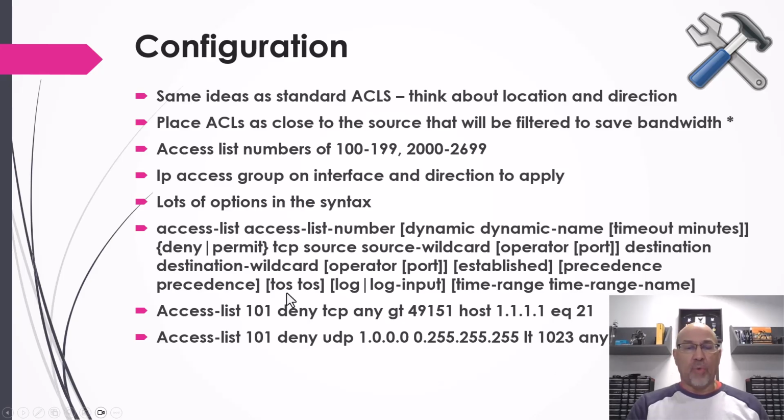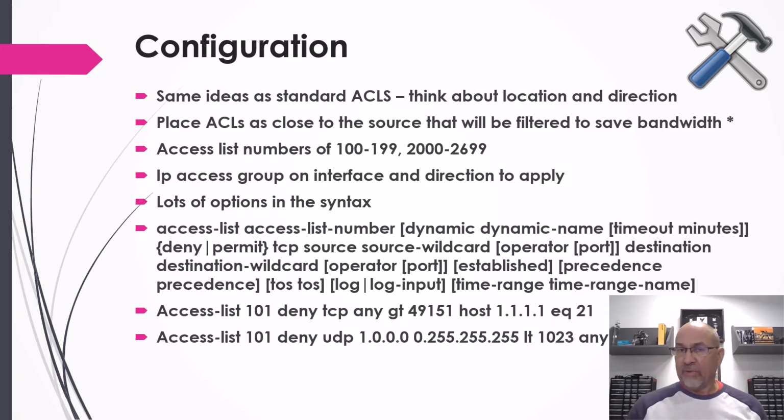So here's a couple more examples where we've used the equal to and less than keywords, just to show you a little bit more about how you can do that. So here is deny TCP, any IP address, and then ports that are greater than 49,151 going to this particular host equal to 21. So we're killing off TCP ports above a certain range, as an example.